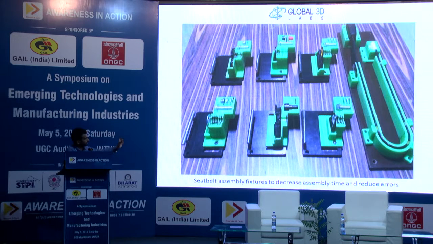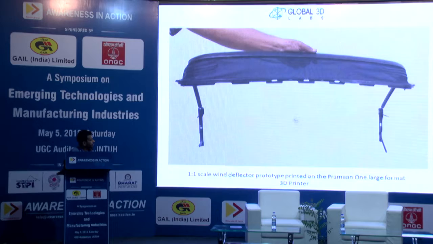Basically, the bolts and the fittings and everything are checked using this. So this is basically the testing part. Once it is printed, each and every nut and bolt, and all the fixtures are tested using these parts. Then we have a wind deflector. This was 750 in width, and it was printed in the 1 meter printer, the Praman one.